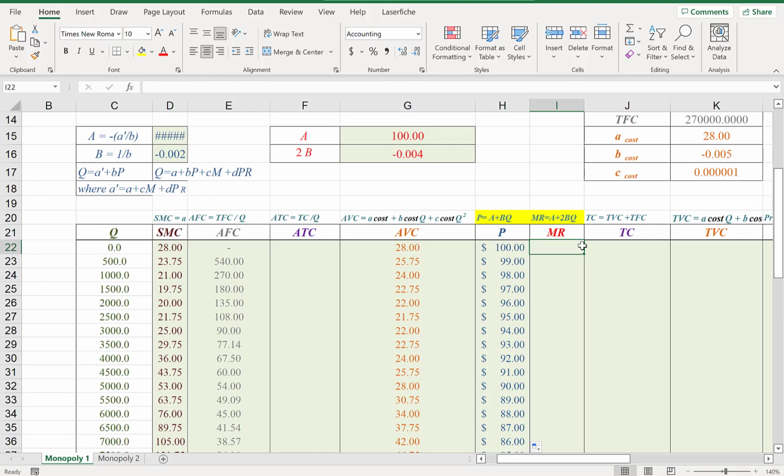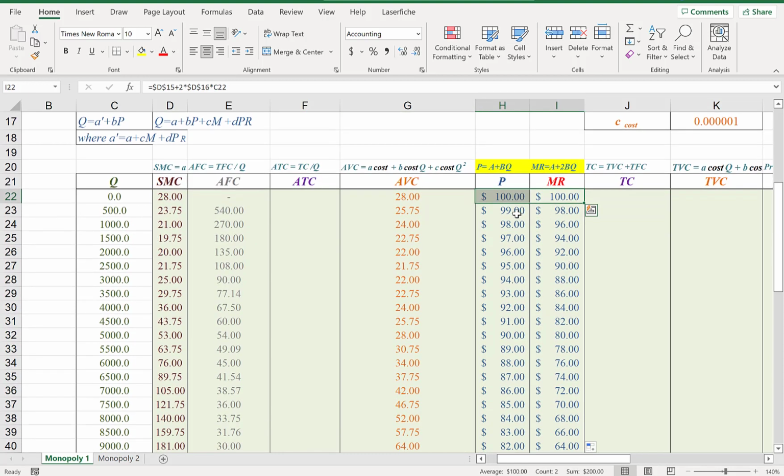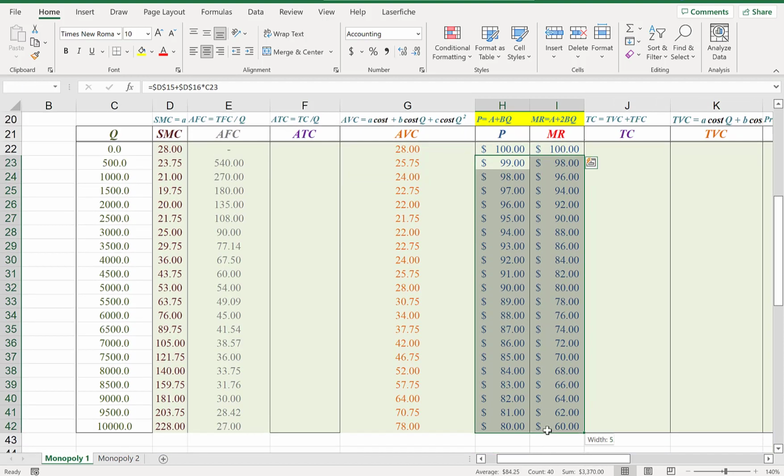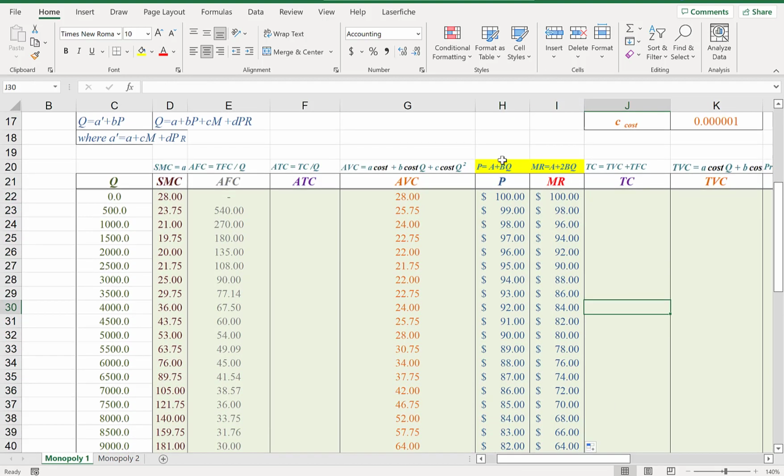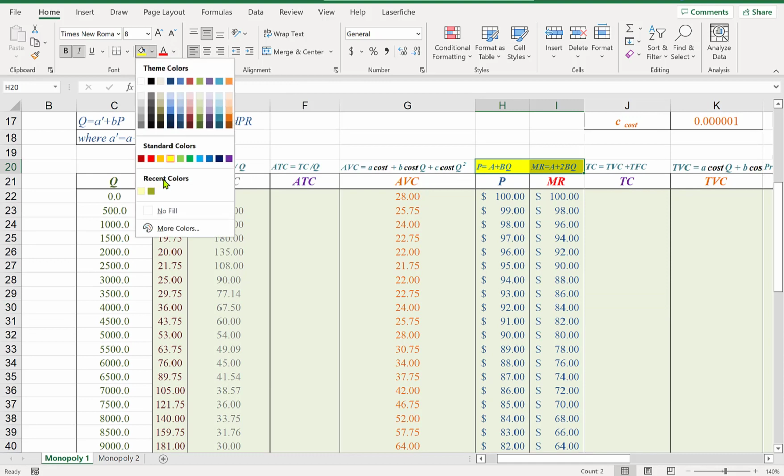So marginal revenue is similar to price. I'm going to copy this formula, but I'm going to change something. I have A, which is D15, plus you can multiply this by 2 times B times quantities right here. So again, marginal revenue and the inverse demand function start at the same point, but marginal revenue after that is always less than the demand. So we did those. I'm going to clear the highlight of these cells.